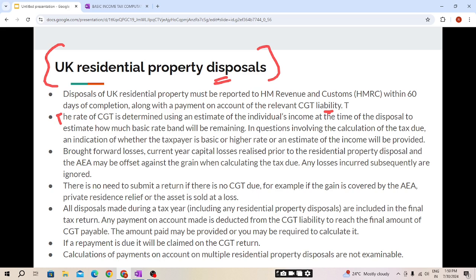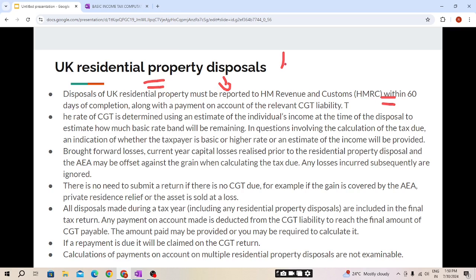When we compute the CGT, we need to compute for residential property and other gains also. HMRC says that whenever a residential property is sold, other than the individual's main residence, it is included. If it is the main residence also, it will be included, but we have a relief, which we will cover further. The simple point is that if it is a UK residential property, it must be taxed and the tax must be paid within 60 days of the completion.